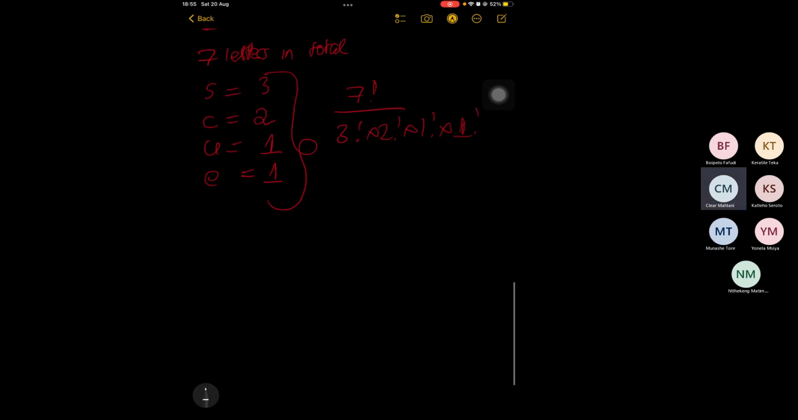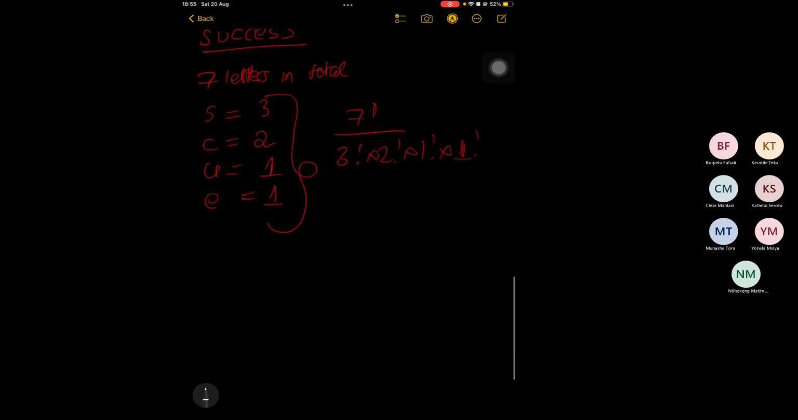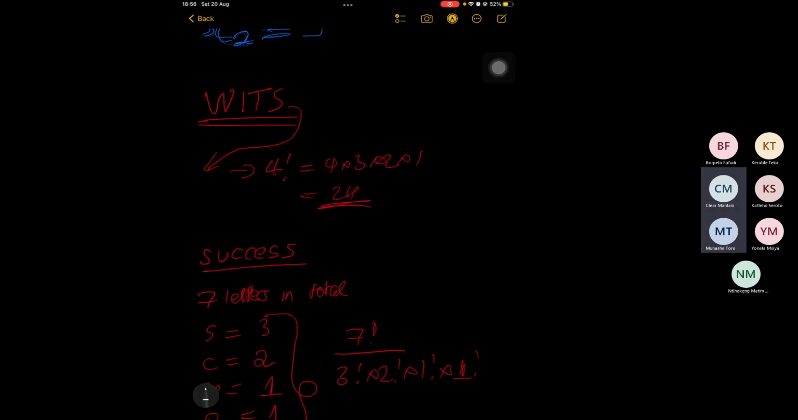I have a question. When you were using the word, how many letters are there? For Wits, it's 4. So you're saying it's 4 factorial, but then how do we know that? Why is it not 4 to the power 4?